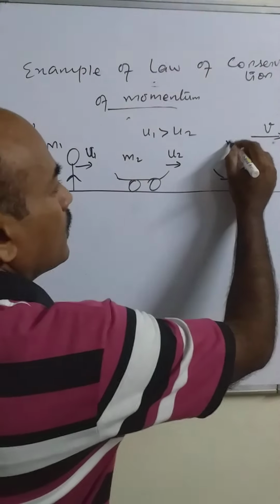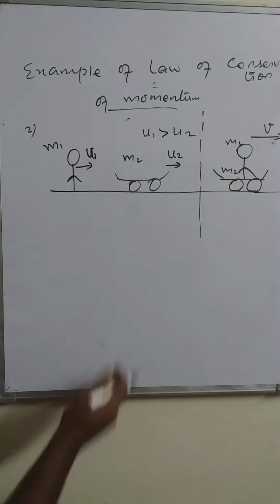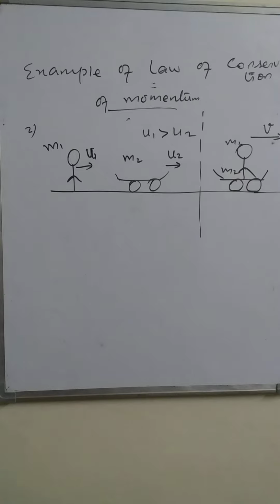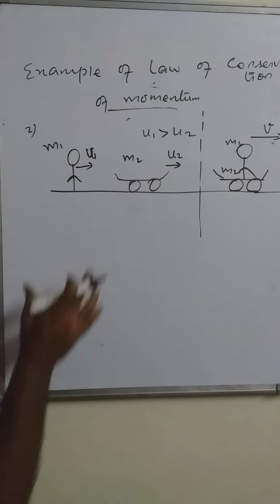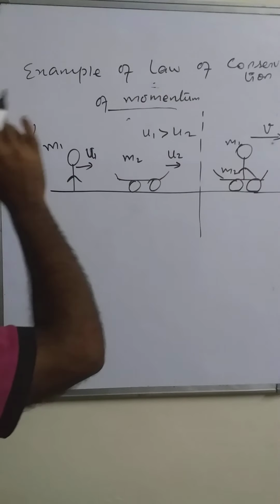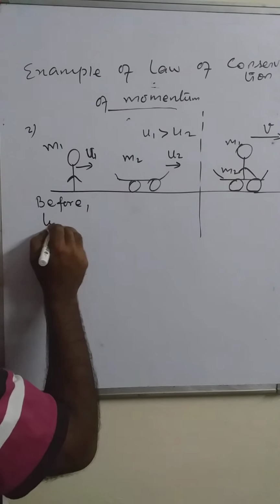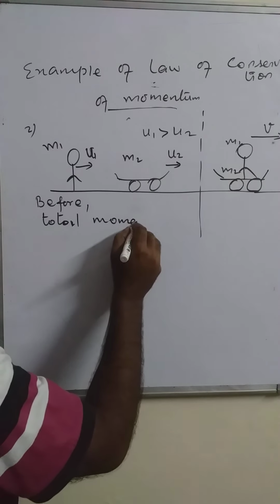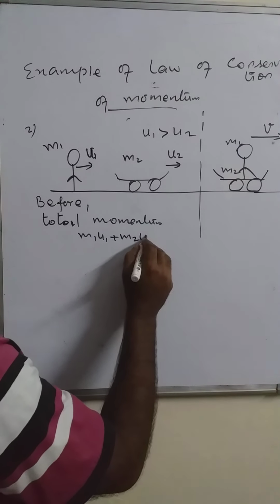Now here we have the mass of man, mass of trolley, and the two situations, before jumping on the trolley and after jumping onto the trolley. Here also no external unbalanced force is applied, so total momentum before and total momentum after are equal. So the total momentum before is m1 u1 plus m2 u2.